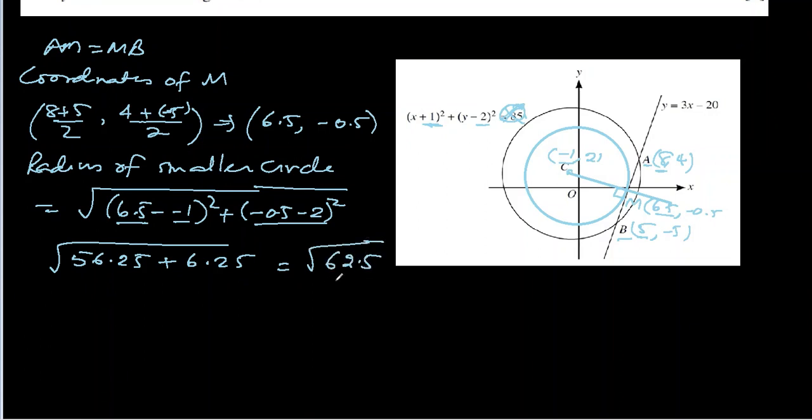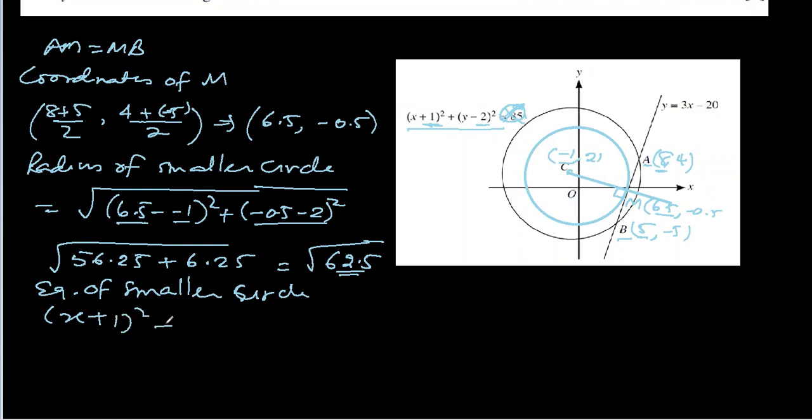This is the radius. Now we will use exactly the same equation because the center is the same. The equation of the smaller circle will be (x plus 1) squared plus (y minus 2) squared equals, the radius is not 85 anymore, the radius squared rather will be 62.5. This is the square of the radius, and this is the equation of the smaller circle.